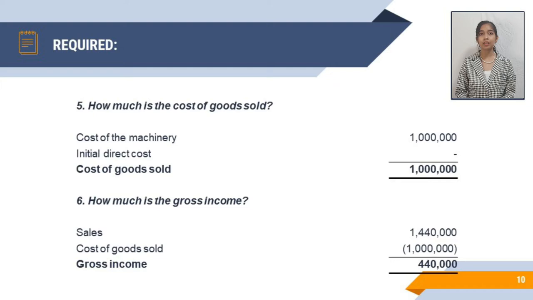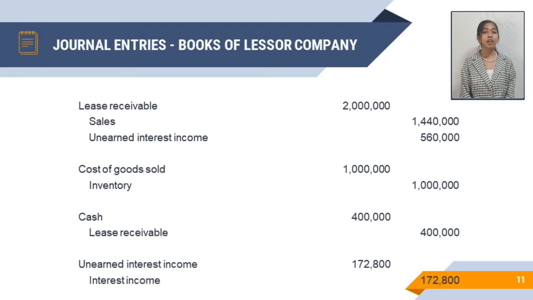So, for the journal entries, here are the following entries. First, we will debit lease receivable 2 million, credit sales 1,440,000, credit unearned interest income 560,000 to record the sale. Next, debit cost of goods sold 1 million, credit inventory amounting to 1 million to record the cost of goods sold.